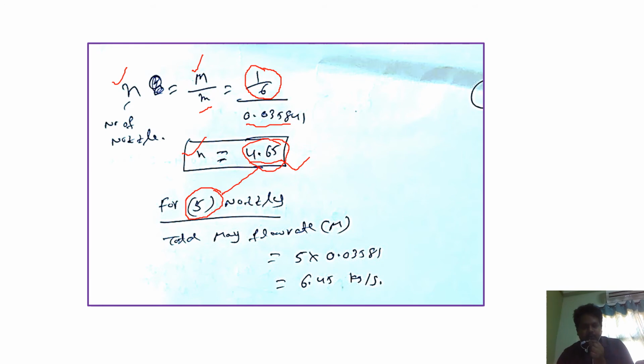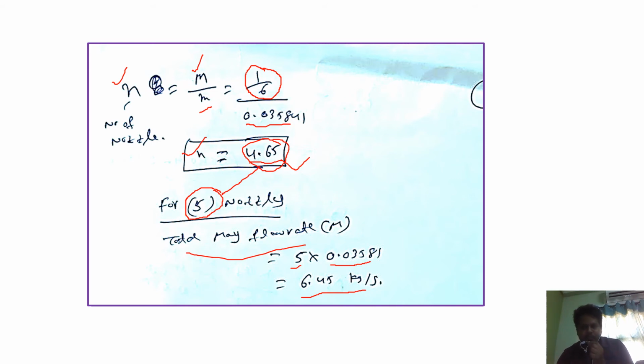So for 5 nozzles we have to take the total mass flow rate. Number of nozzles 5 into the mass flow rate for a single nozzle, 0.03581. So we can find the total mass flow rate for all 5 nozzles, that is 6.45 kilojoules per second. So this is question A.